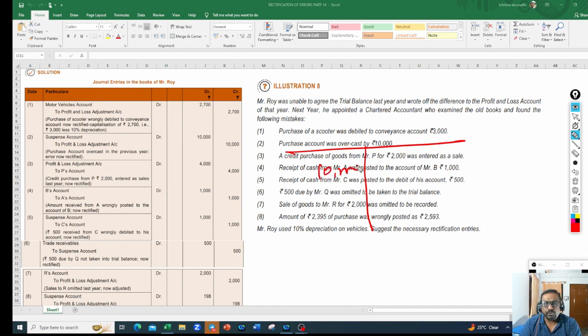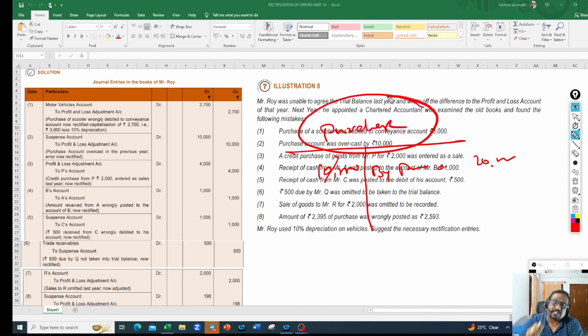In stage one, what we used to do, by purchase account overcasting 10,000, we put and close this transaction. But you can't do like this because there is no purchase account in current year. Why is there no purchase account? This purchase account would have already been transferred to profit and loss account in last year because it is an expenditure. So where is the purchase? That got closed by transferring to profit and loss account.